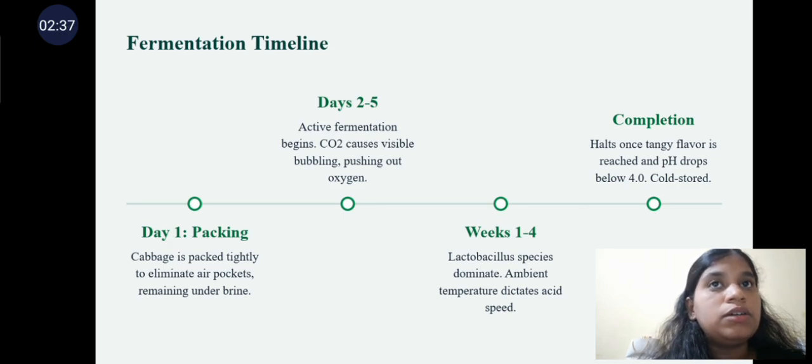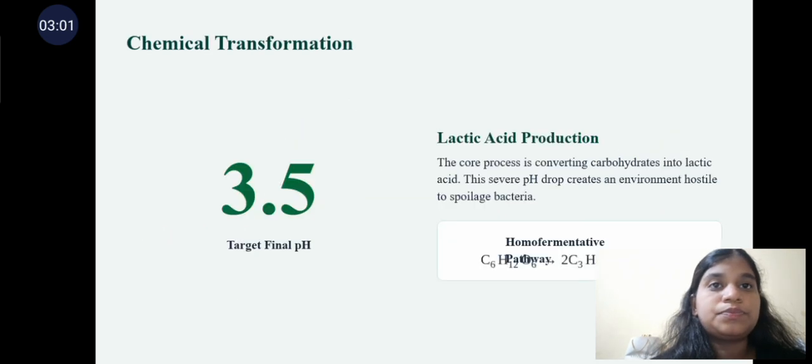During week 1 to week 4, Lactobacillus species become dominant and continue producing lactic acid. The fermentation is complete when the pH reaches about 3.5. At this stage, the sauerkraut is stored in the refrigerator to maintain its quality.